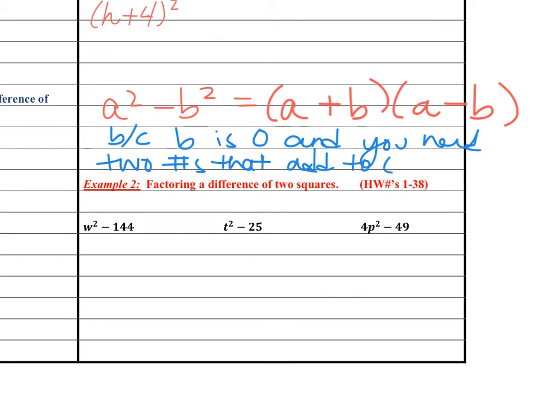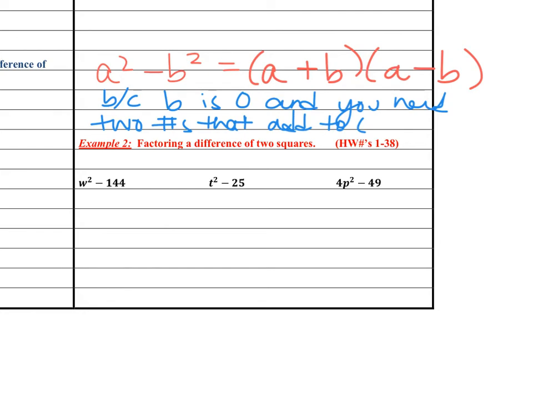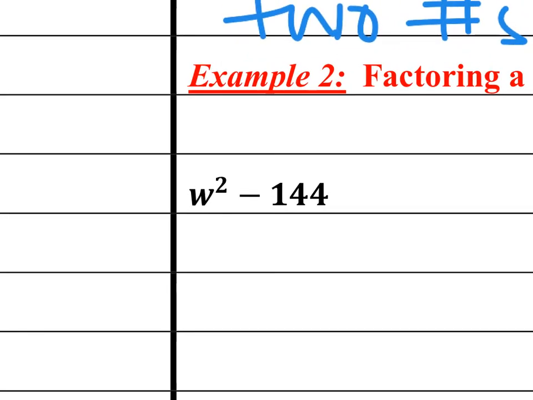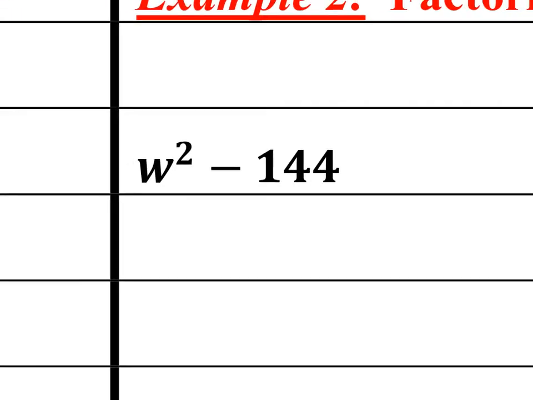You've done some like this before. If you want to do this the way we've been doing it, that's okay, but I'm going to show you the way to do it quickly. I'm looking at this. This is in the form w squared minus 144. It's in the form a squared minus b squared. My c is negative 144. My b is 0. The a term is 1. But look at it a little bit closer. What do you notice about the numbers in front here?